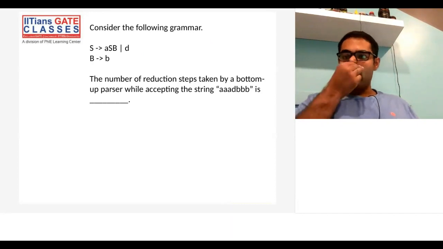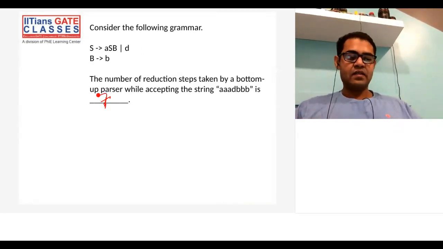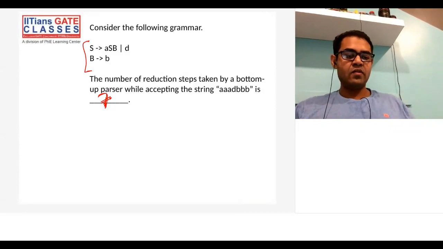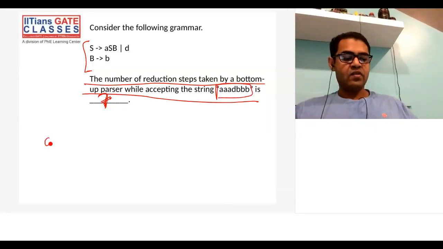All right, so I hope you tried the question yourself and you got some answer. So I'll tell you the answer. The answer will be 7 in this case. Now, see, there are two ways to solve this problem. They are saying this is the grammar given to you and the number of reduction steps taken by a bottom-up parser, and you have to parse this string.